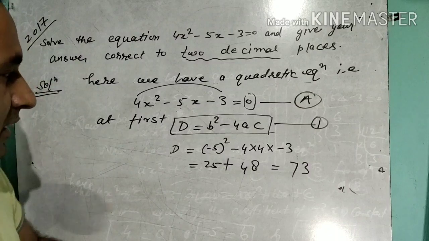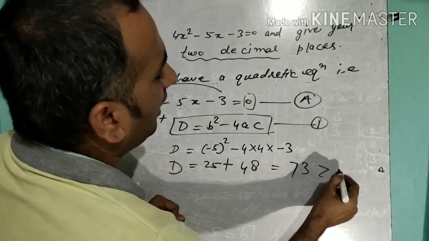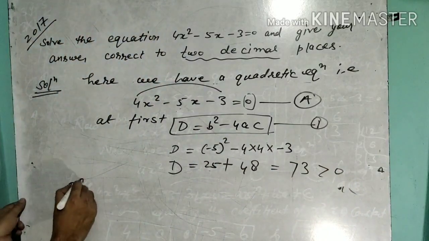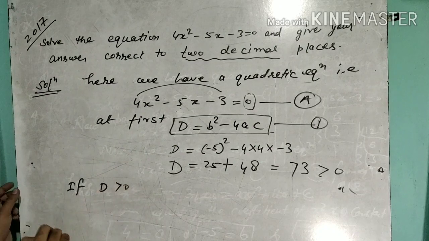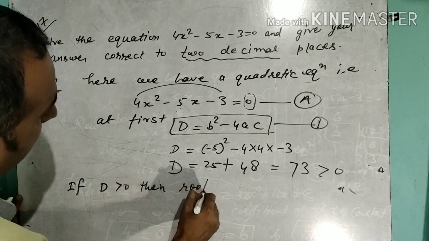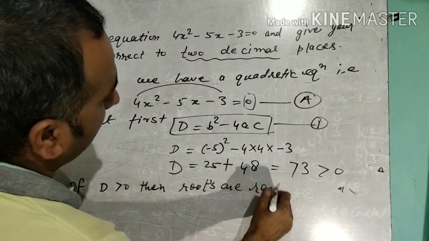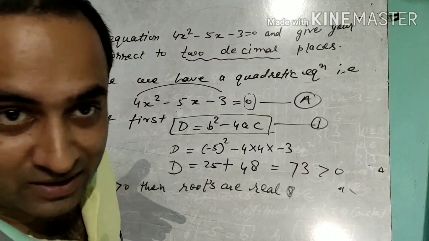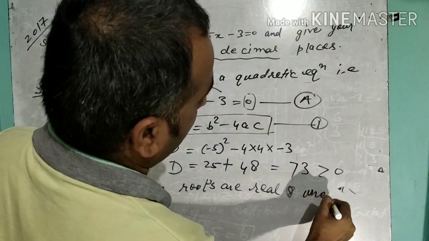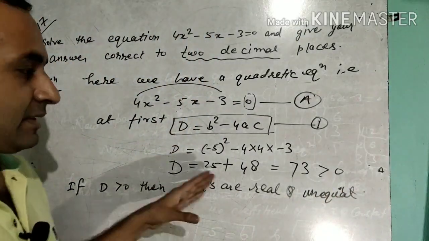Okay students, so d is what? 73. So d is greater than 0. This means if d is greater than 0, then roots are real and unequal, distinct, you can say, or unequal. I will write unequal. Please write down this thing.